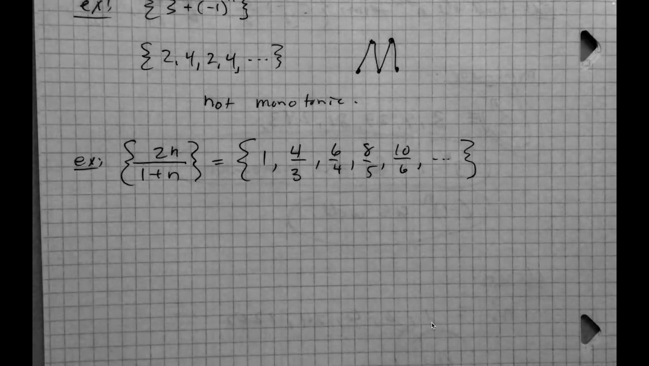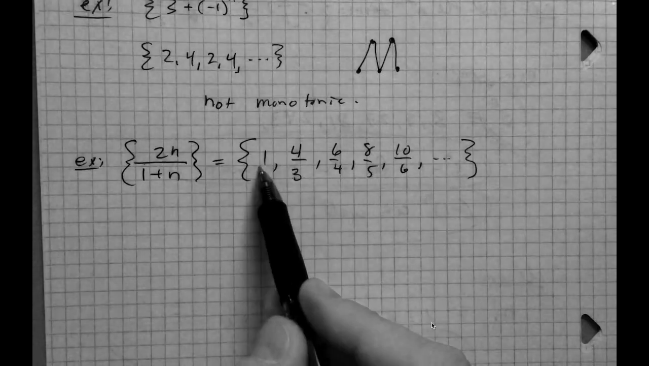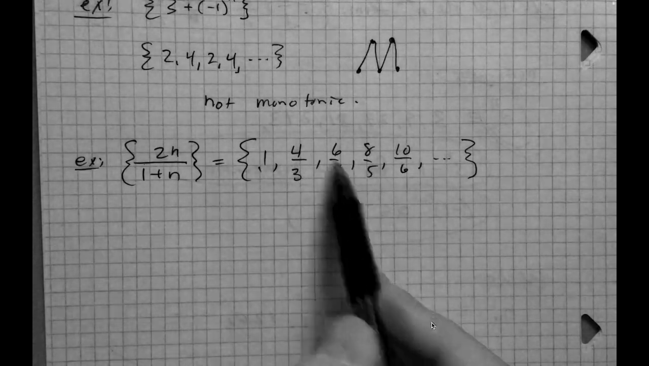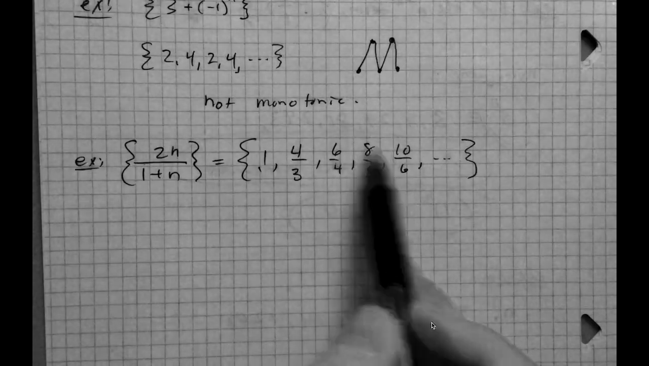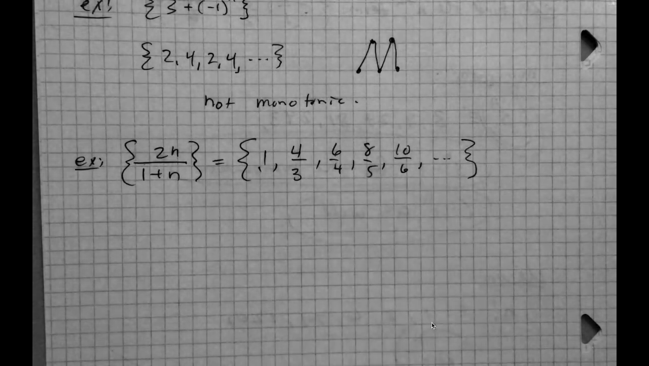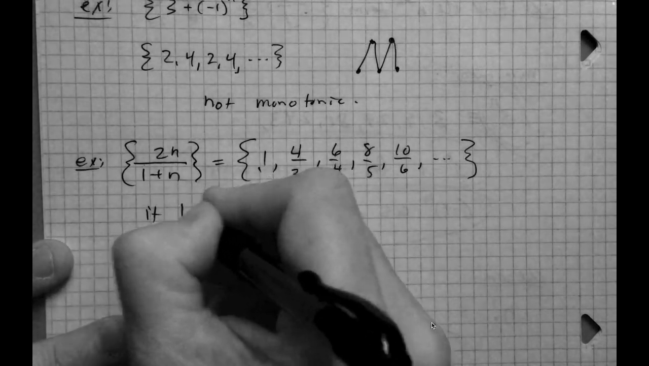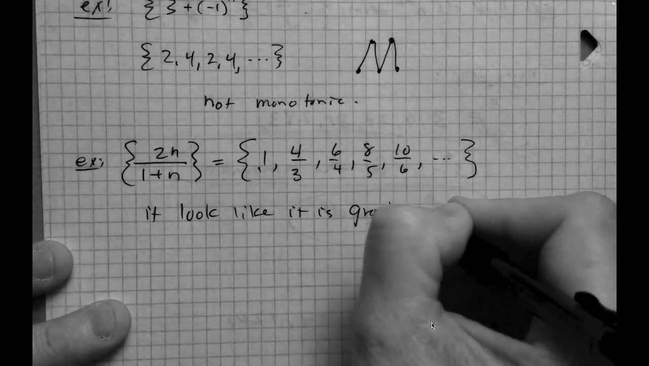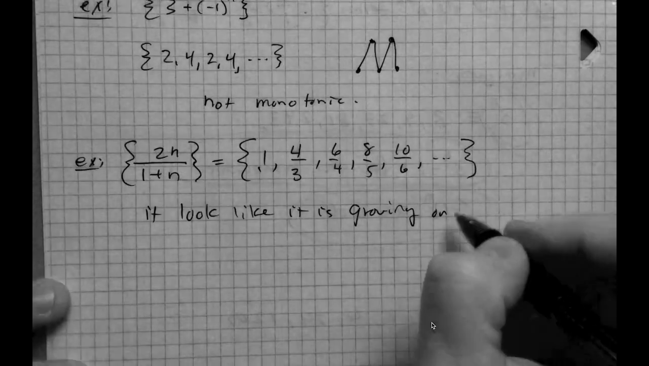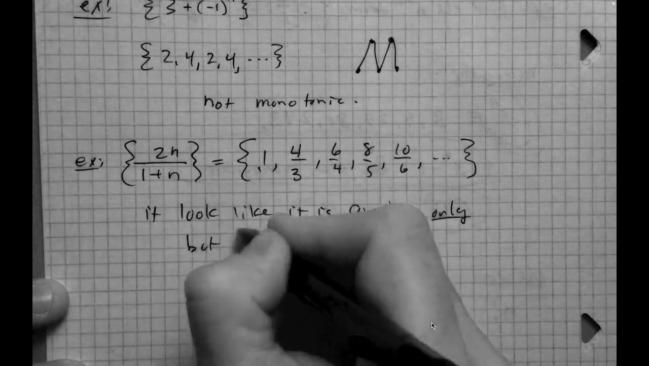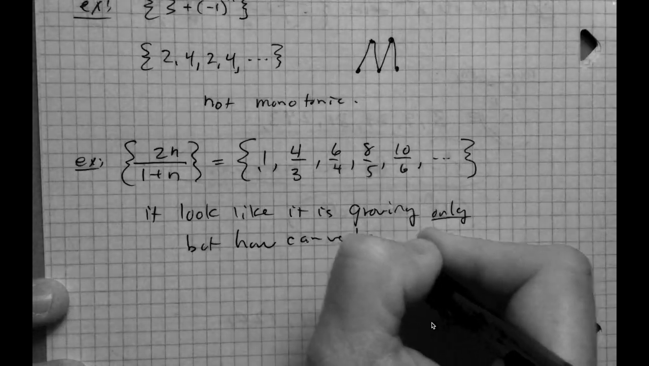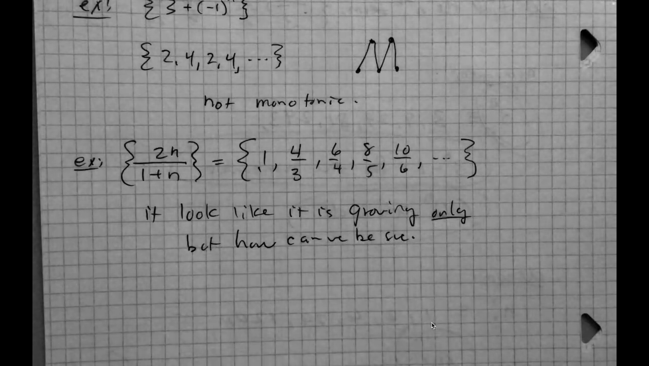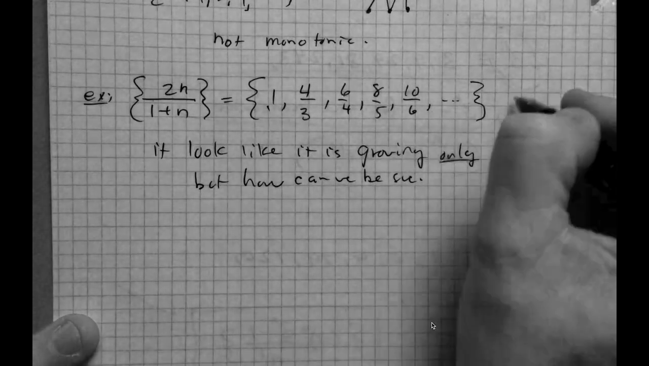Okay. So it looks like the sequence is growing, right? This is 1. This is 1 1/3. This is 1 1/2, right? So it kind of looks like things are growing, but how can we be sure? It looks like it's growing only, i.e. getting larger. But how can we be sure? So what we'd want to be able to show in general is, let's call this b of n.